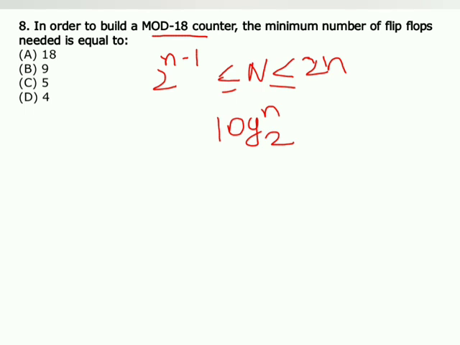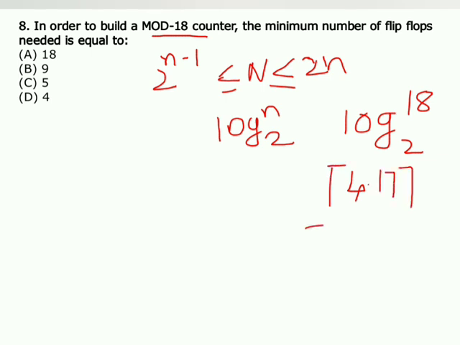So here what is the n? So n is the mod 18 counter. Right. So mod is 18. So log 18 base 2. So log 18 base 2 is 4.17. That is approximately equal to 5. So for mod 18 counter, the required number of flip-flops is 5. Option C is the correct one.